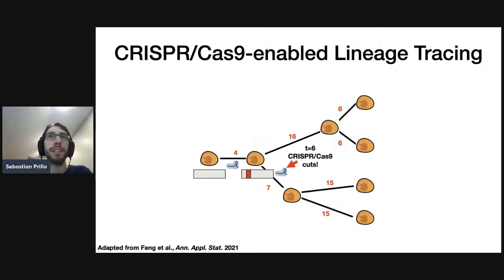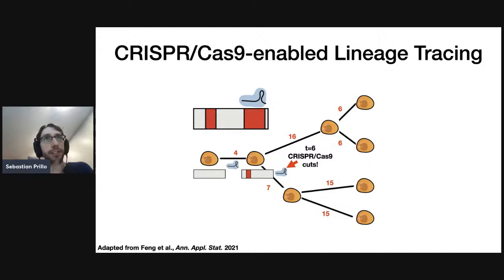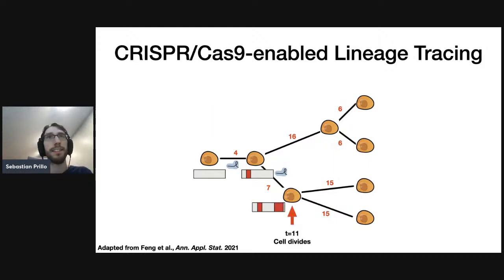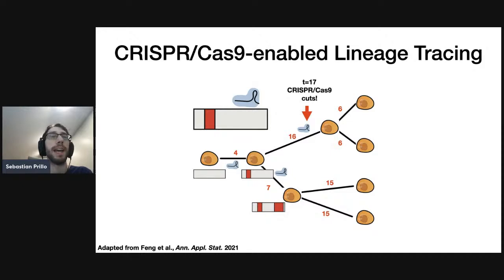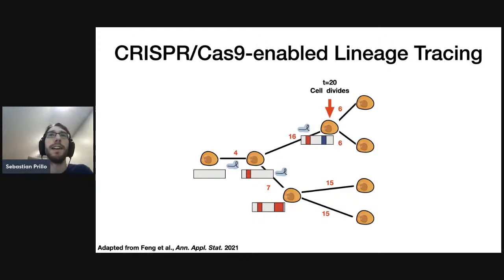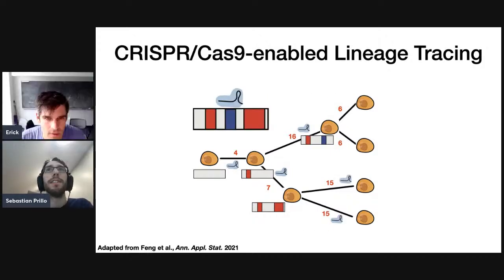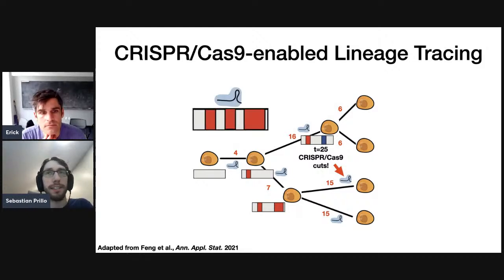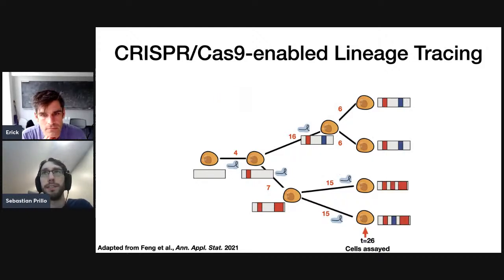So maybe at time t=6, we have another cut, this time on the rightmost target site, producing a different, maybe larger deletion. And so when the cell divides, now its 2 daughters will inherit these 2 mutations. Similarly, on the upper lineage, we might have another indel going on. This one's different from the one in the lower lineage. This one's blue. Maybe this is an insertion, and so on and so forth. So all of this is going on in the background as the population of cells is just growing.